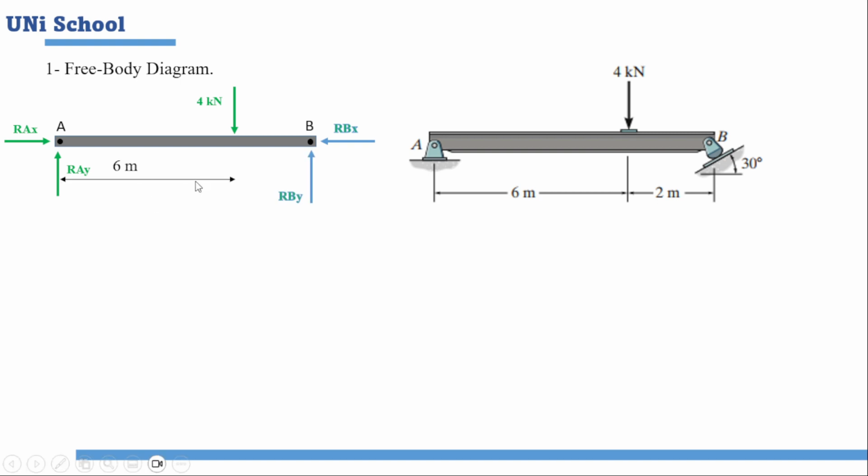Now, let's insert the measurements relative to the points, as they will be used in the moment calculation, and also the force RB, which generates the components with the 30 degree angle.